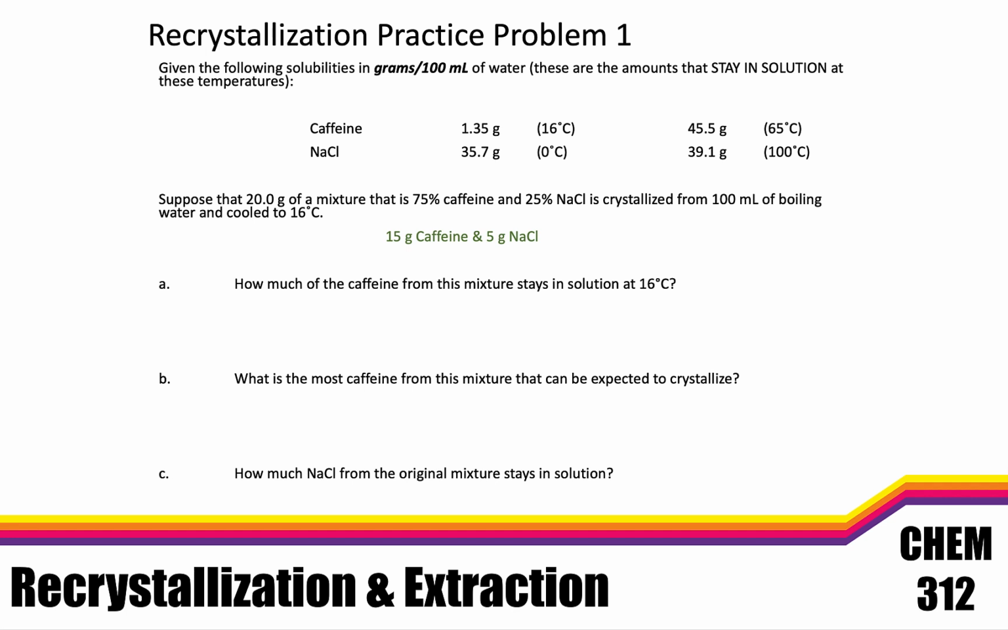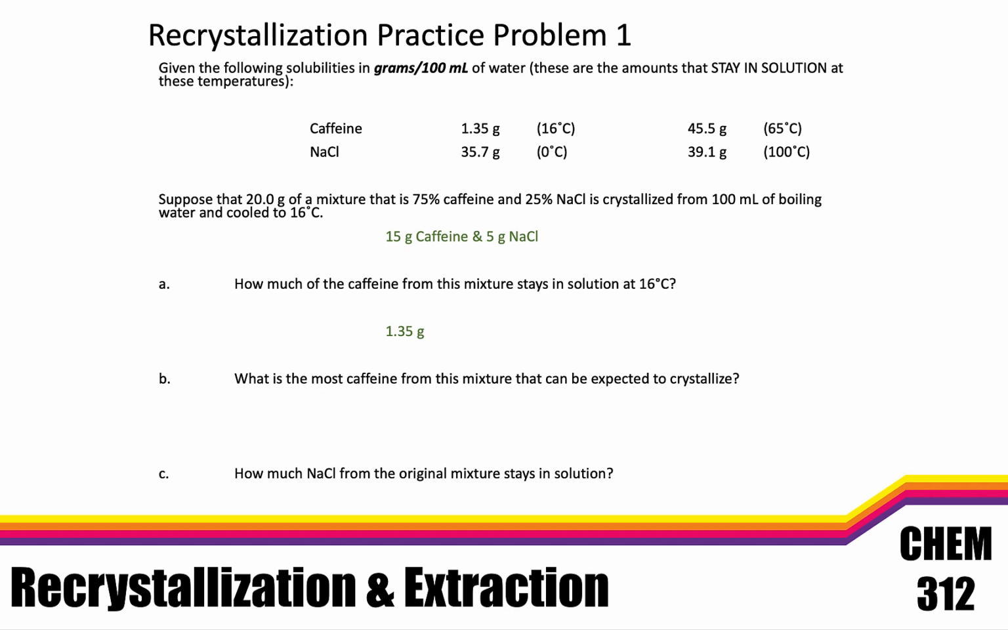So our first question is how much of the caffeine from this mixture stays in solution at 16 degrees Celsius. For this, we'll need to use the solubility information up at the top. And we can see that 1.35 grams is the amount of caffeine that will dissolve in water at room temperature. So no matter what we do, that 1.35 grams will always be dissolved in water.